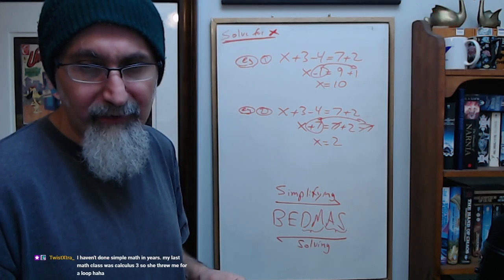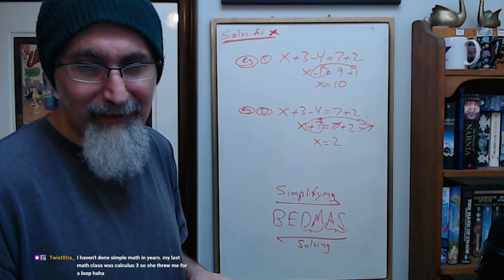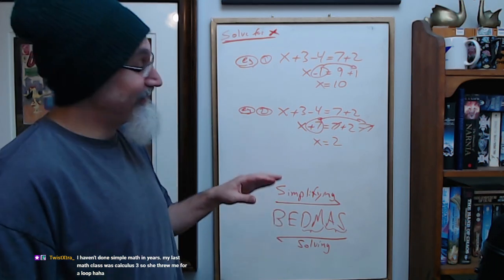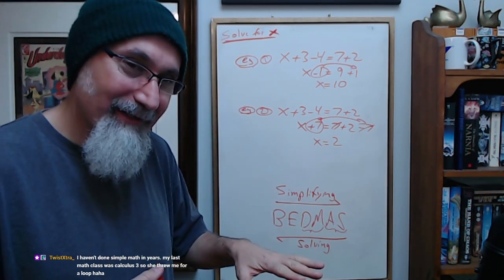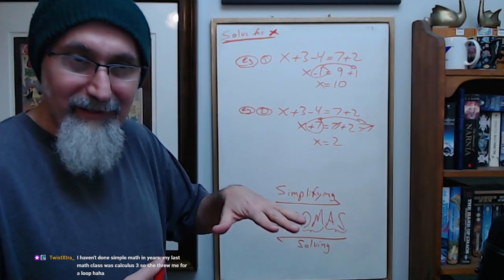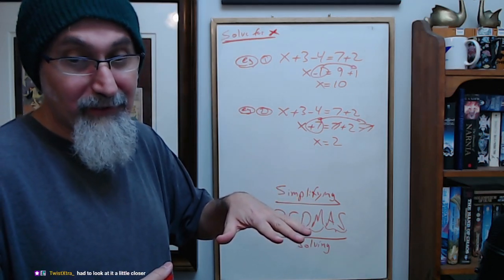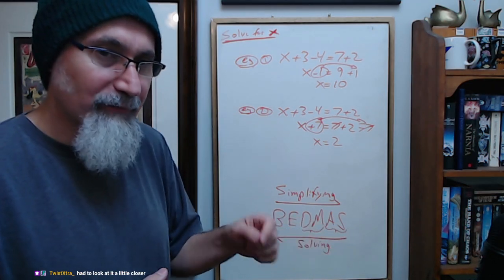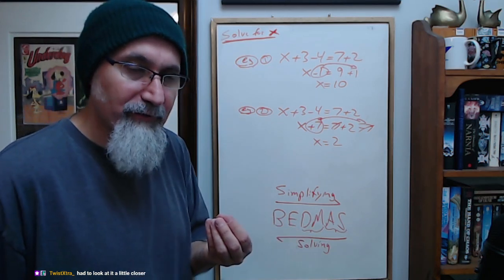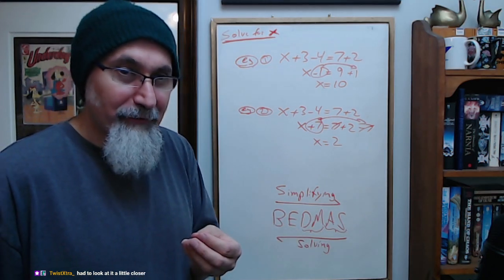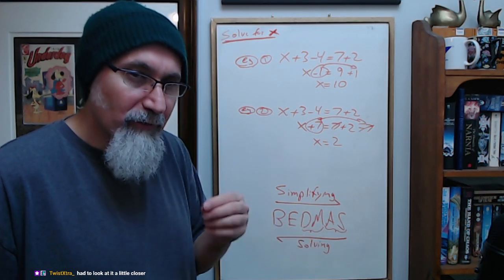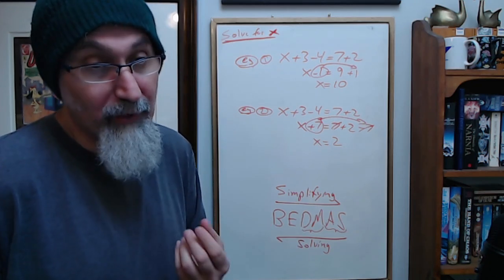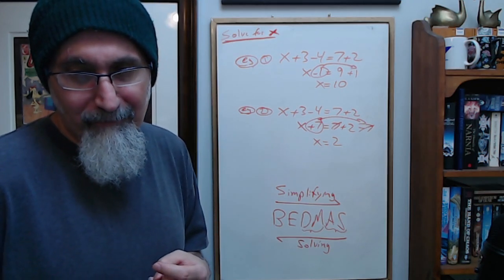Okay, I haven't done simple math in years. My last math class was calculus 3, so she threw me for a loop. Teaching simple mathematics, just the basics of mathematics, is a difficult thing to do. Sometimes it is more difficult than the more complicated stuff, because with the more complicated stuff, the person you're talking to has a rudimentary understanding of the language of mathematics. When you're trying to build it from the base up, there is no conceptual understanding of the language of mathematics, so it becomes difficult. It requires patience.